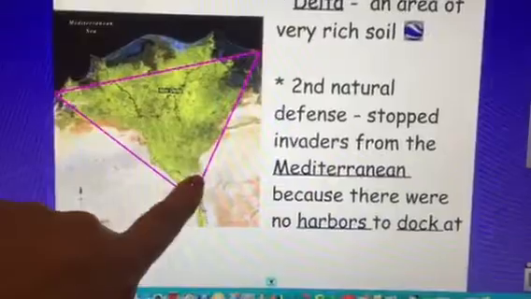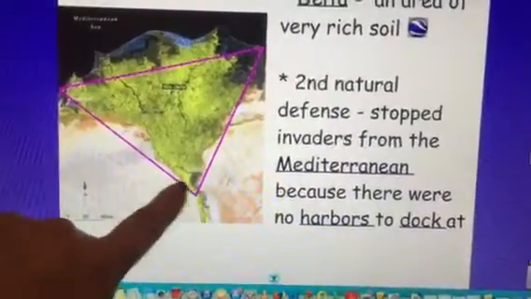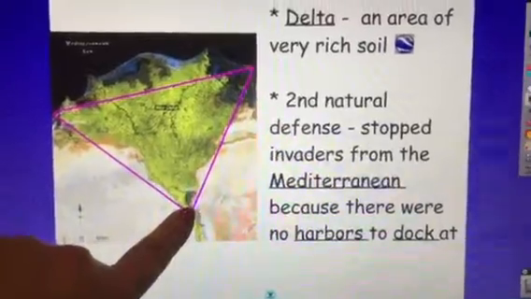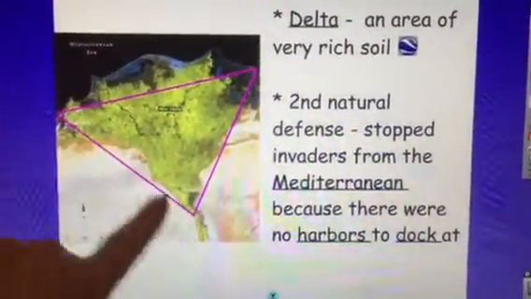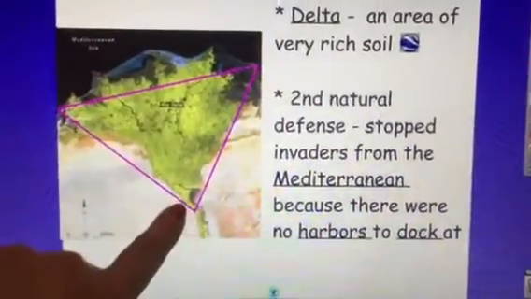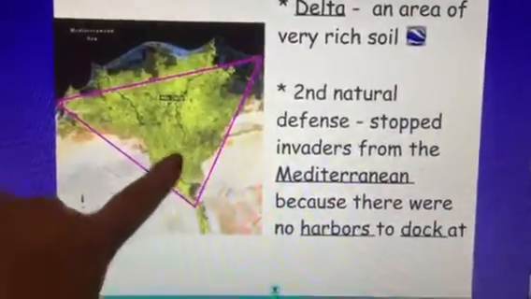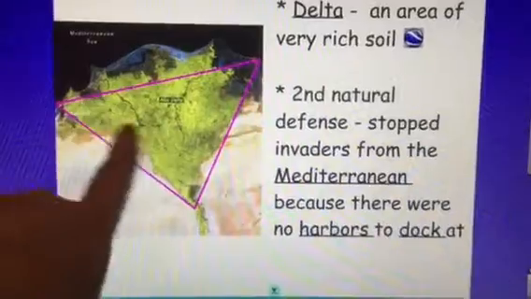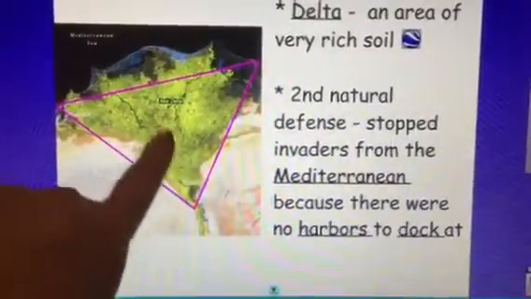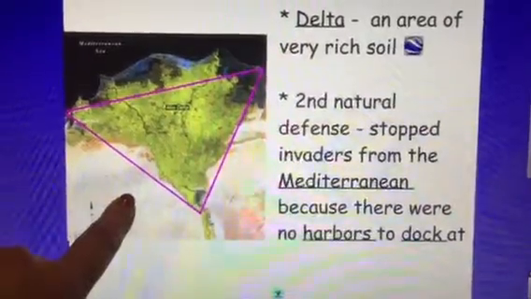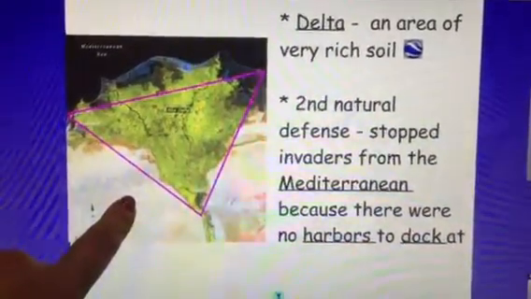This is an image from Google Earth. The reason it's called a delta is it makes that triangle shape, which is also a Greek symbol, right? And the Greek symbol in the triangle shape is called delta, okay? This green area here is very fertile. You can tell the difference between the fertile area and the desert. It's dry, it's brown, there's no life right there.